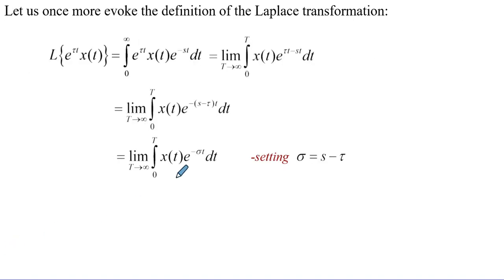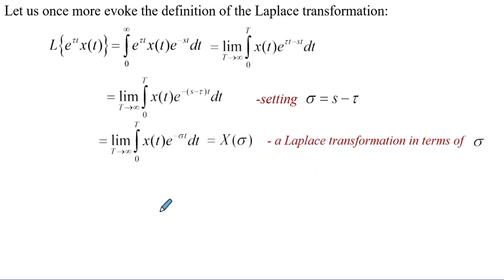Then we consider taking s minus tau equals sigma. Then we immediately replace this difference here by sigma. Then we've got here a definition of the Laplace transform of x of t, e to the power minus sigma t. If you look at this carefully, you can see this is the usual definition of the Laplace transform, except that the usual s there has been replaced by sigma, which is equal to that. So we're just using sigma here as a helping variable.